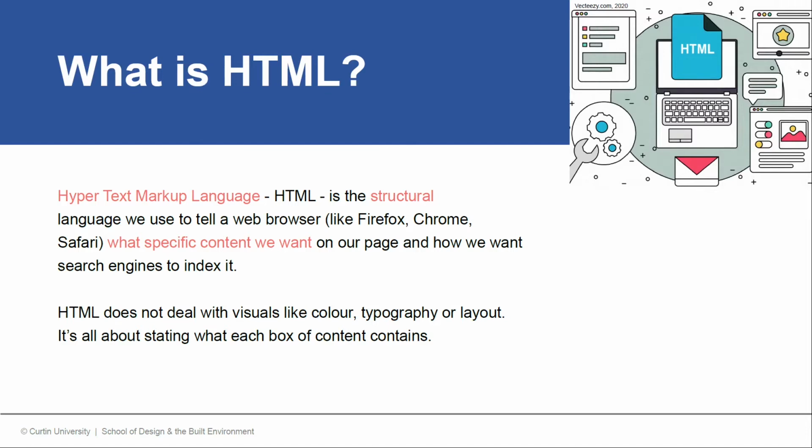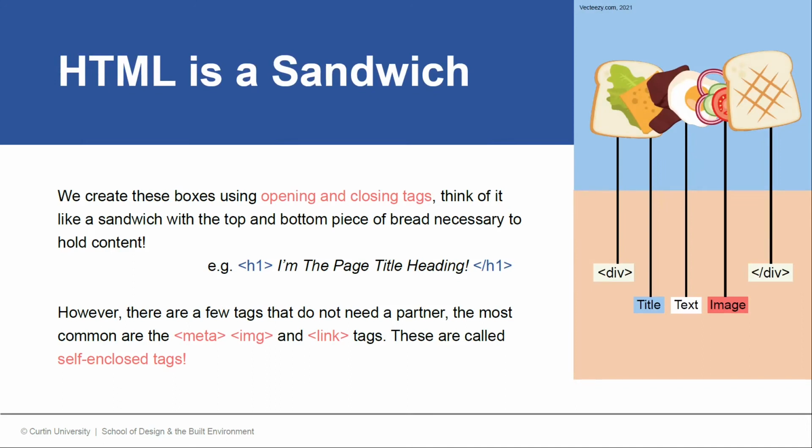So let's talk about what HTML actually is. HTML stands for Hypertext Markup Language. It's all the structural stuff that we use to tell a web browser like Firefox, Chrome, Safari what specific content we actually want it to display on our page. So that's like images, paragraphs, videos. It's all about the structural stuff. It doesn't deal really with anything like color or typography or layout, as we've seen throughout these code activities that we've done in week 1. So HTML is just the skeleton, really, that holds the content of your website. There are some default stylings on the HTML, but we can get rid of those.